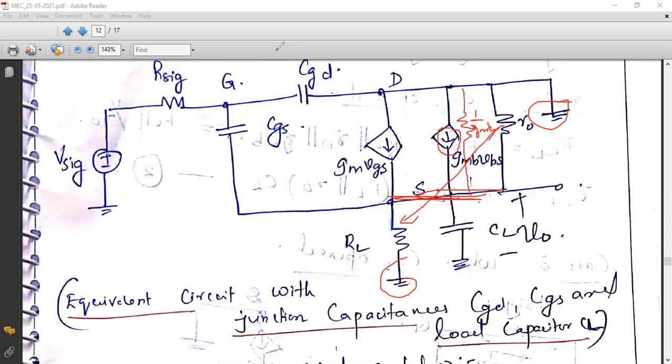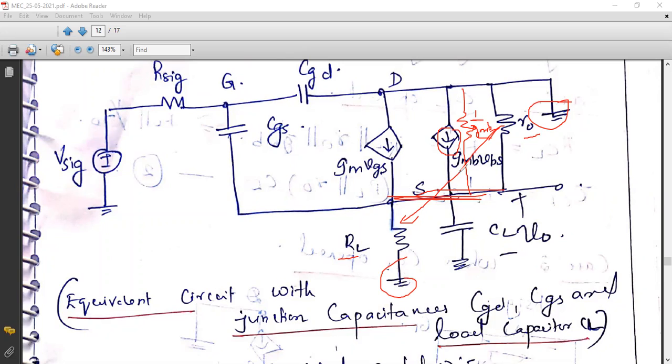So tell me, which are the three resistances that are parallel to each other, Bhanu Prakash? Navya? Which are the three resistances that are parallel to each other? Sir, RL and R0 are parallel. Yeah, RL and R0 are parallel.